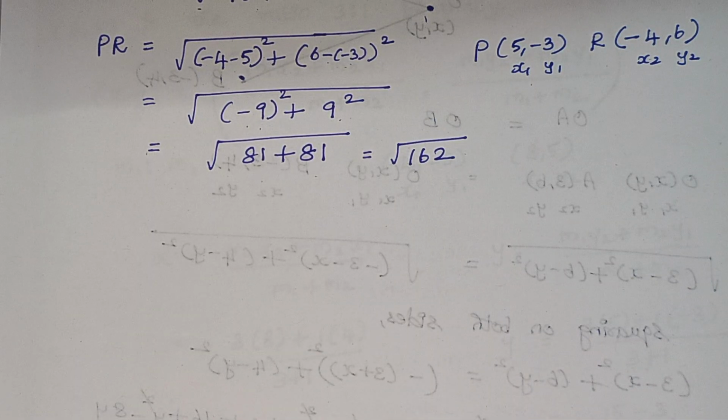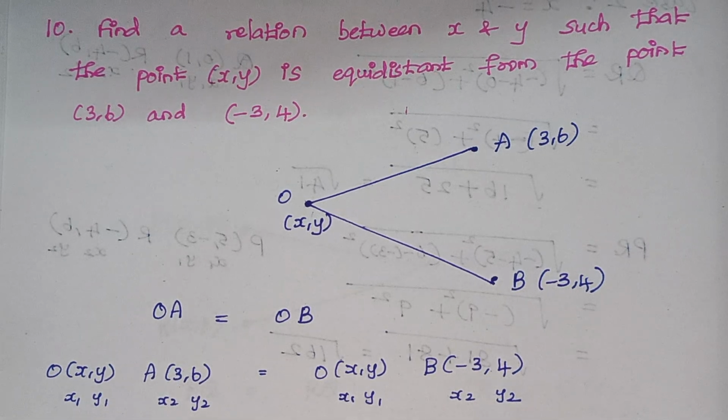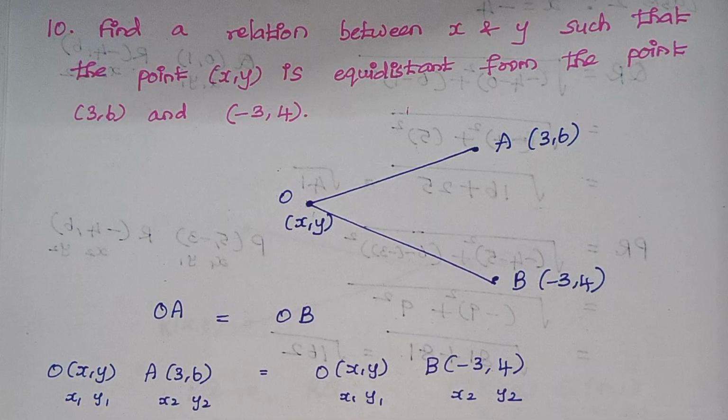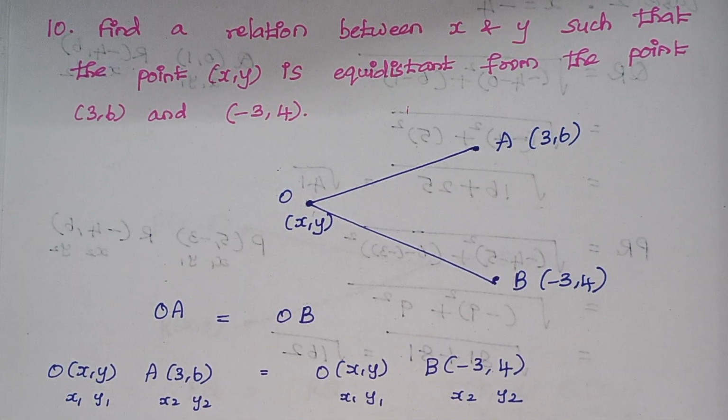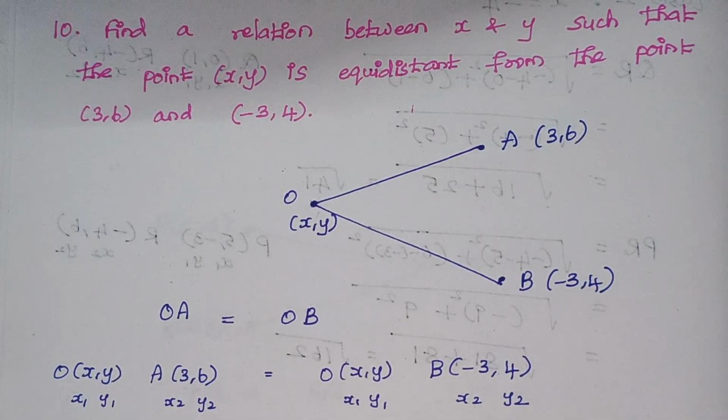of 162. Right. So here we have calculated the value of x, and again we have calculated the value of distance QR and PR for different values of x. Right. Now we proceed with our last problem of this exercise. Find a relation between x and y such that the point x comma y is equidistant from the point 3 comma 6 and minus 3 comma 4.